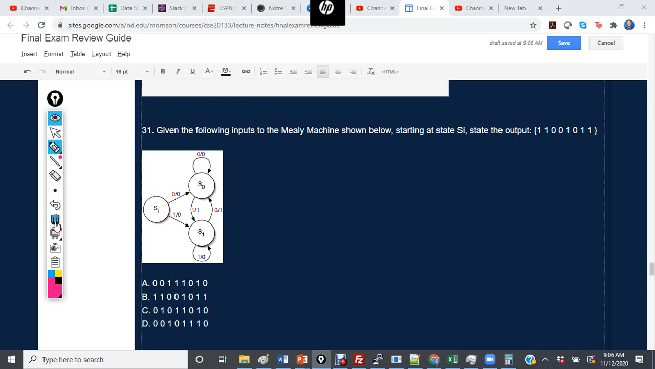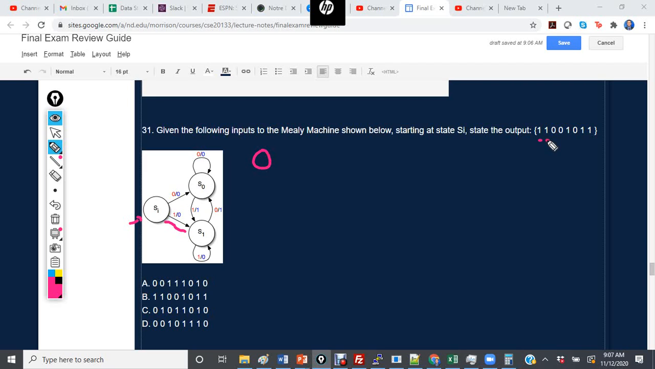The way the Mealy machine works is that these pairs represent the input and output, as well as the arrow to the next state. So we have an input of 1 and we start at SI, which means since this one is 1 on the input represented in red, the output is going to be 0 in blue, and we go to state S1. Next, our input is 1.